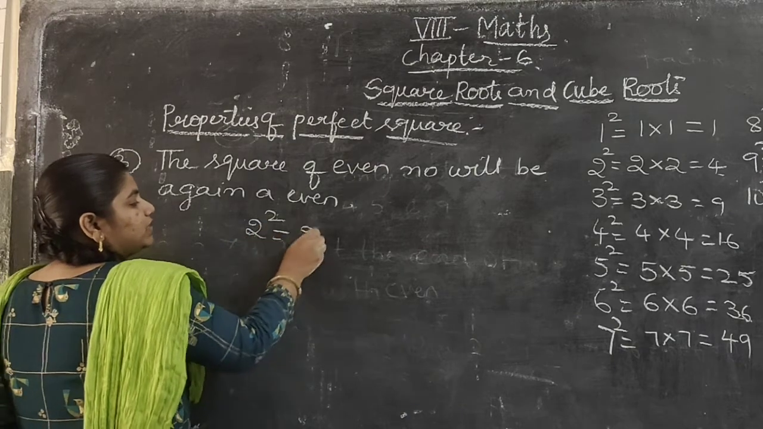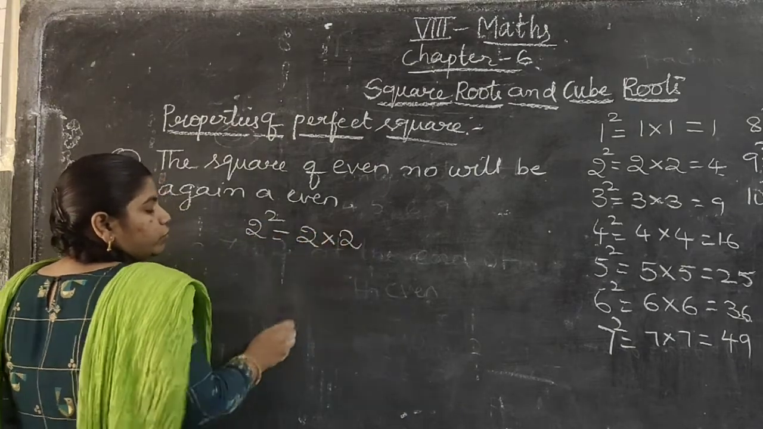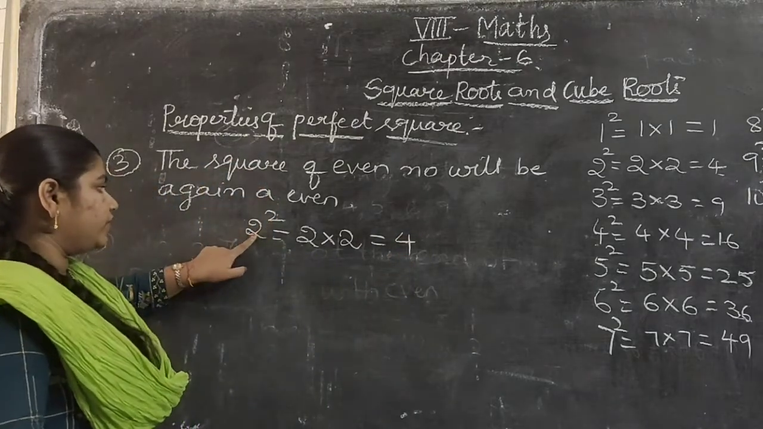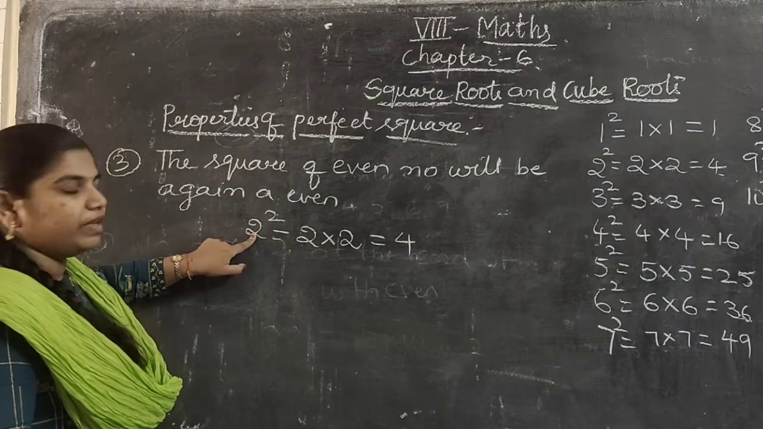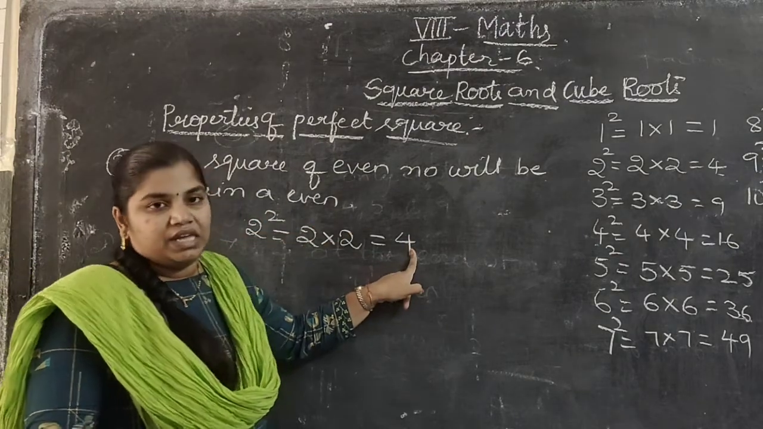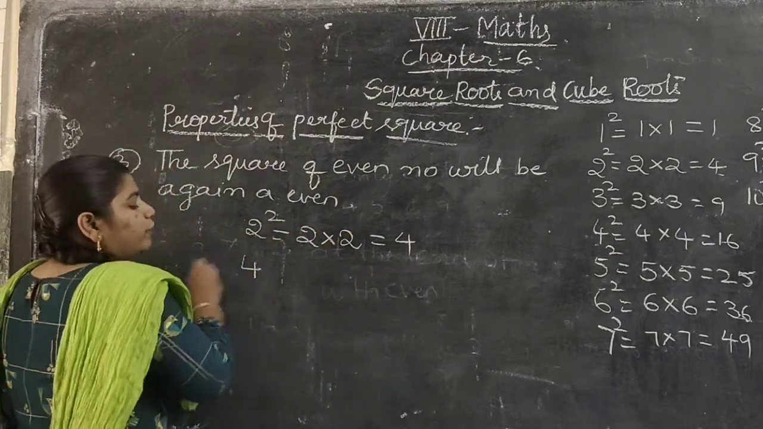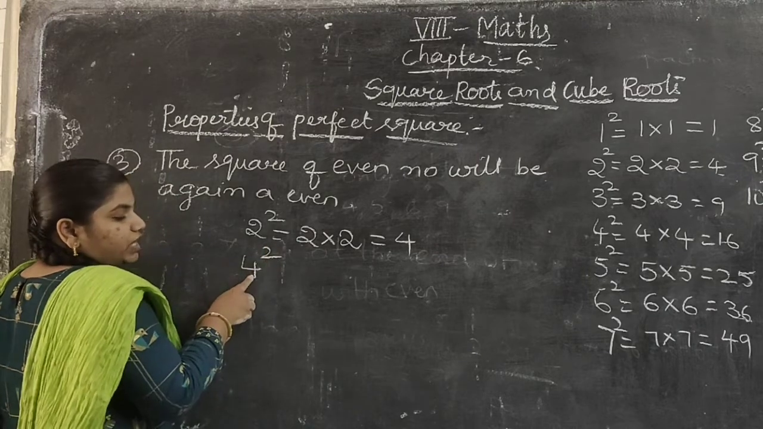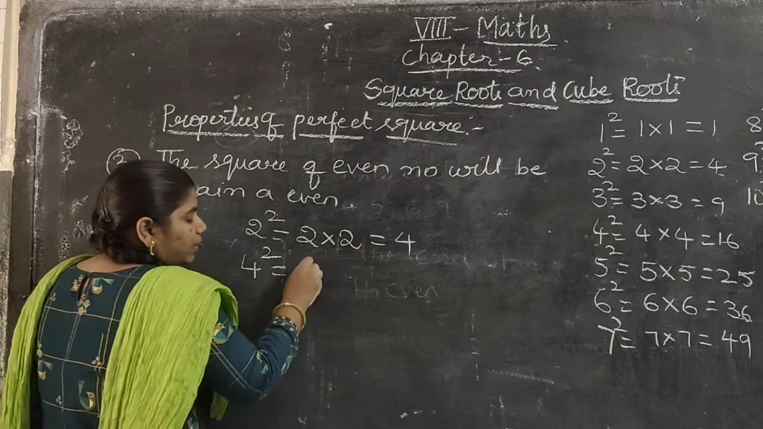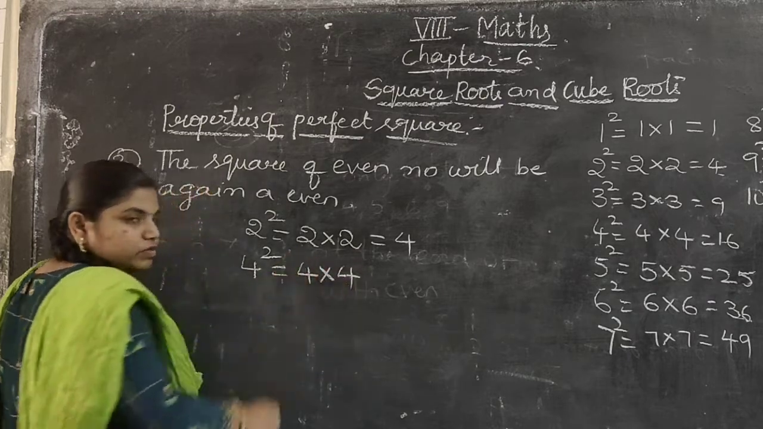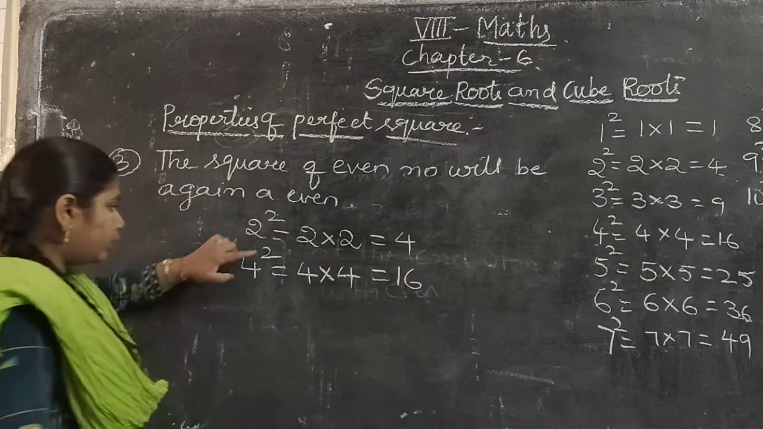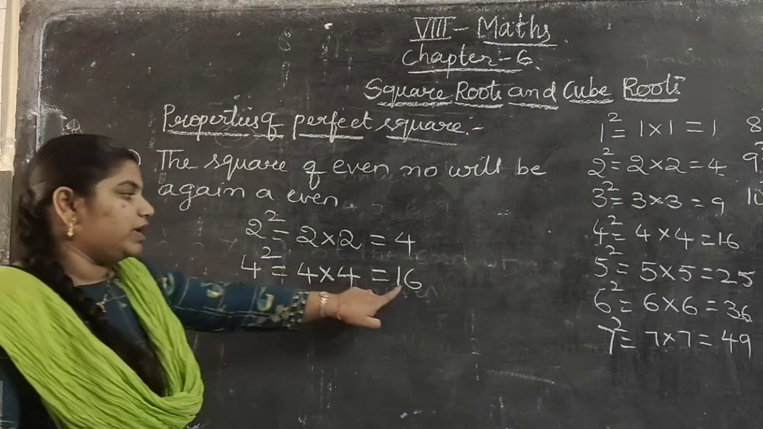2 square we can write as 2 into 2. So 2 into 2 is how much? 4. So the square of this 2, an even number, 2 is an even number, so the square of an even number again gives an even result. In the same way 4 square. 4 is an even number. So this 4 we are multiplying 2 times. 4 into 4 is how much? 16. So the square of an even number is always even.